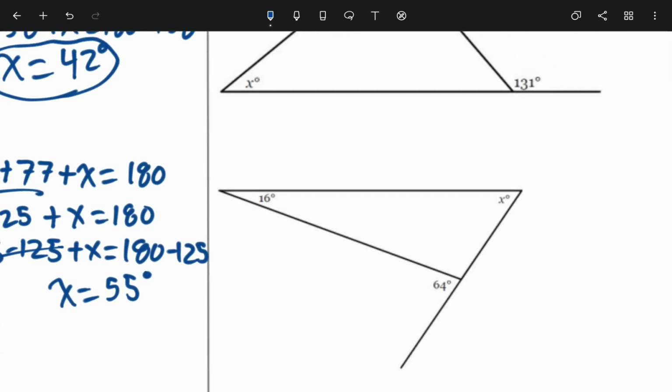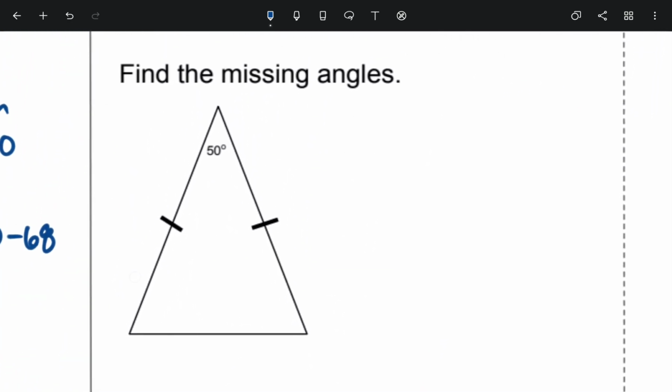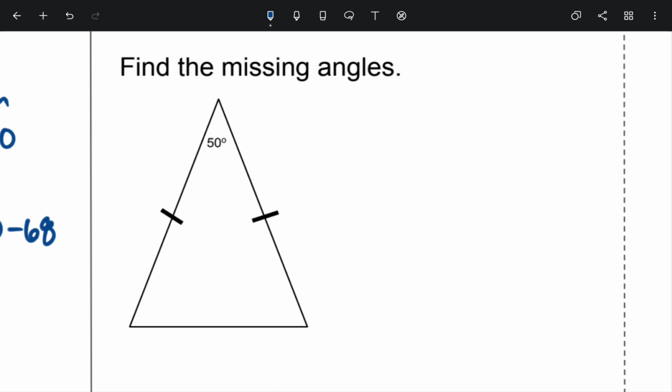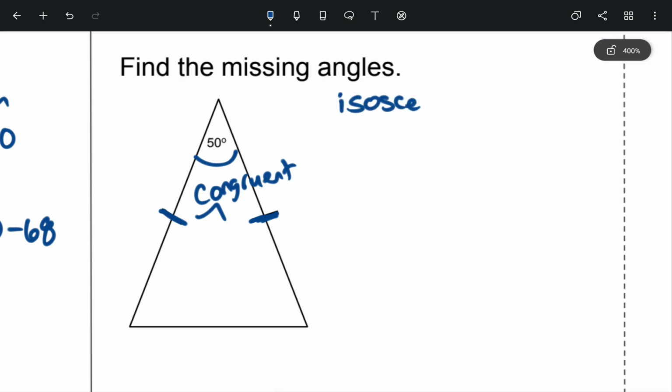Let's start looking at some level 2 questions. So now level 2, we're going to get to work with a few more theorems. This first one has a triangle with a 50-degree angle, and we are given that these two sides are congruent based on the tick marks, indicating we're going to use the isosceles triangle theorem. So if these two sides are congruent, then we know these two angles are also congruent. So let's call them both x.